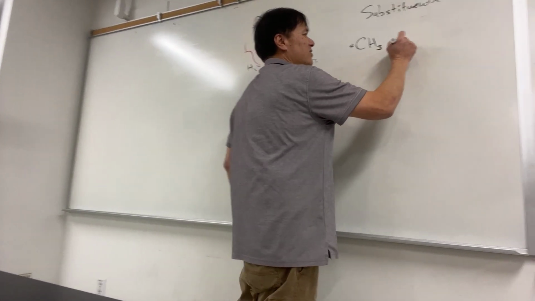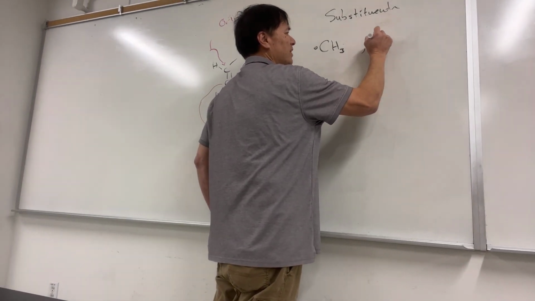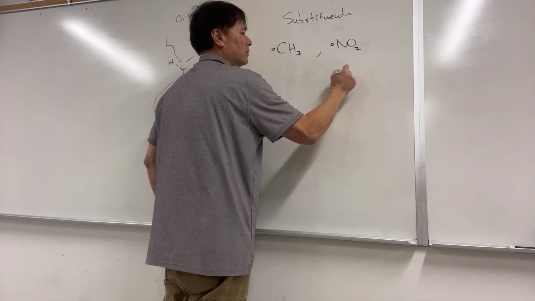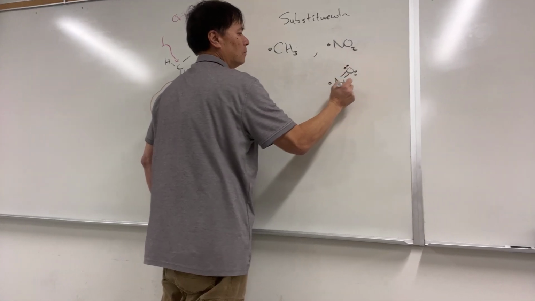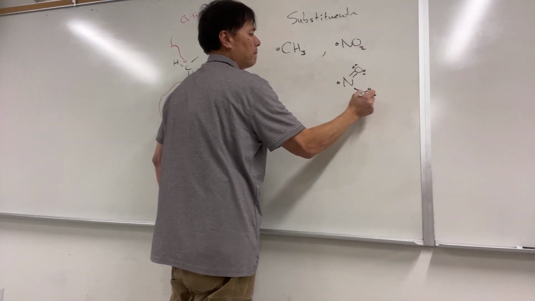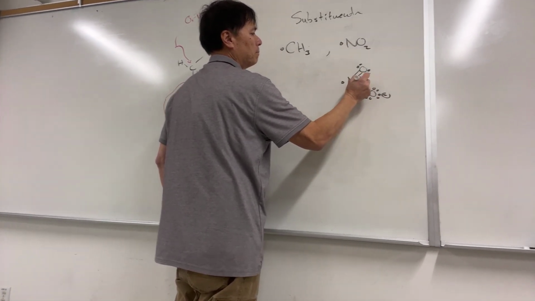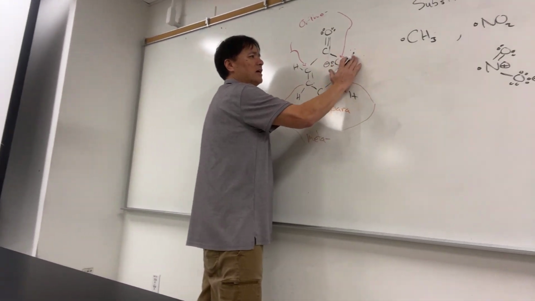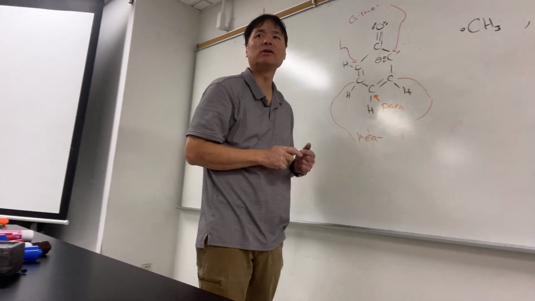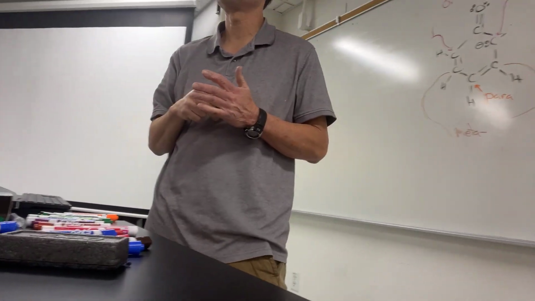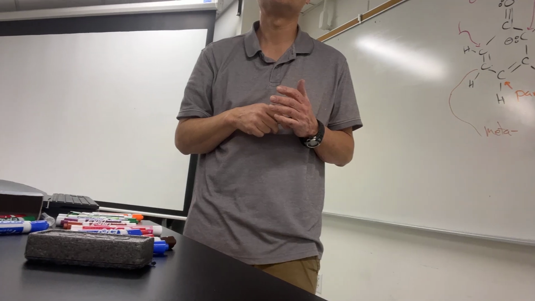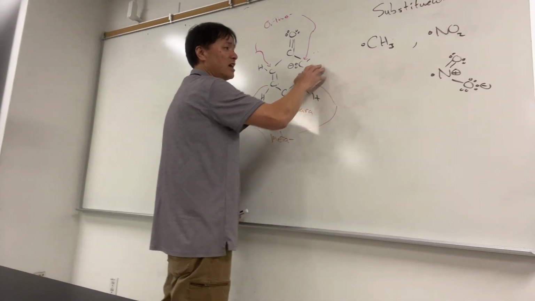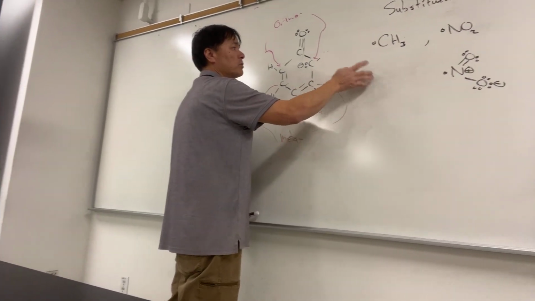Let's throw in a different group. Let's put in the nitro. This is called the nitro group. The nitro group is going to look like this. So I'll remove this and put the nitro there instead. Is that going to make it more basic or less basic? It's going to make it less basic. It's going to suck negative charge density out of this. So electron withdrawal groups will make this less basic.